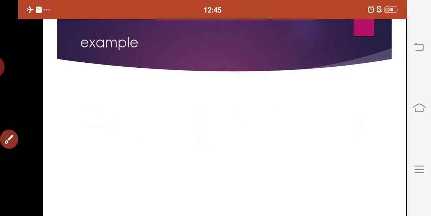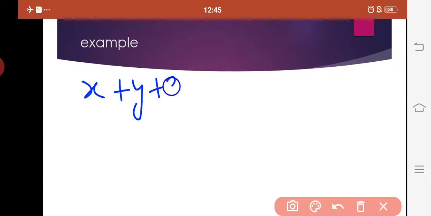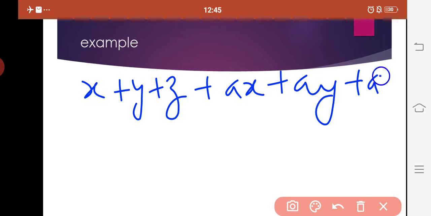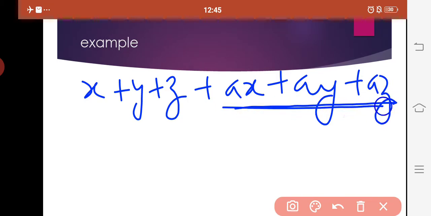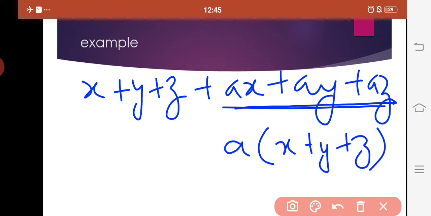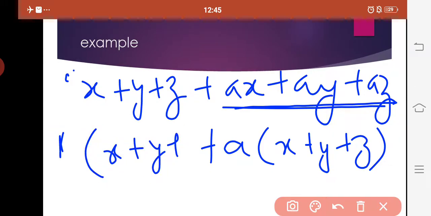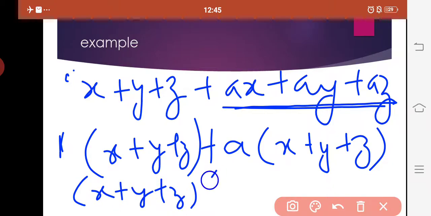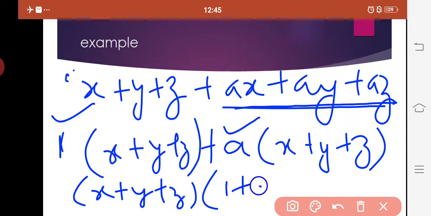One more example let us have. This is x plus y plus z, and this is ax plus ay plus az. This is very simple. Here a is common, so we take a out and we are left with x plus y plus z. And here nothing is common, so 1 is common, again x plus y plus z. So here x plus y plus z is common, and we are left with 1 plus a. Is that clear? So I hope these examples have helped you.